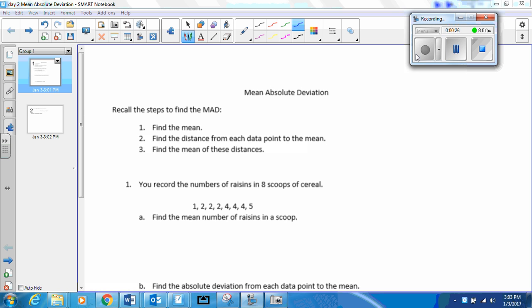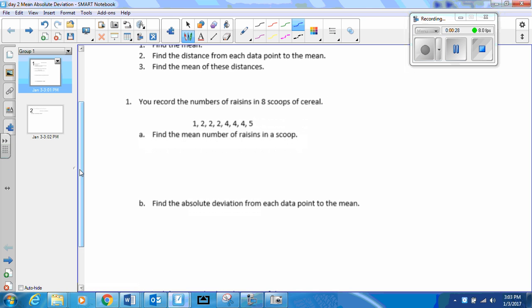So looking at question 1, you recorded the numbers of raisins in 8 scoops of cereal. Find the mean number of raisins in a scoop. So I have to add together all the raisins. I'm using my calculator to do that adding. When I add them all up, I have 24, divided by the total number of scoops, which was 8. So the mean number of raisins in a scoop is 3.